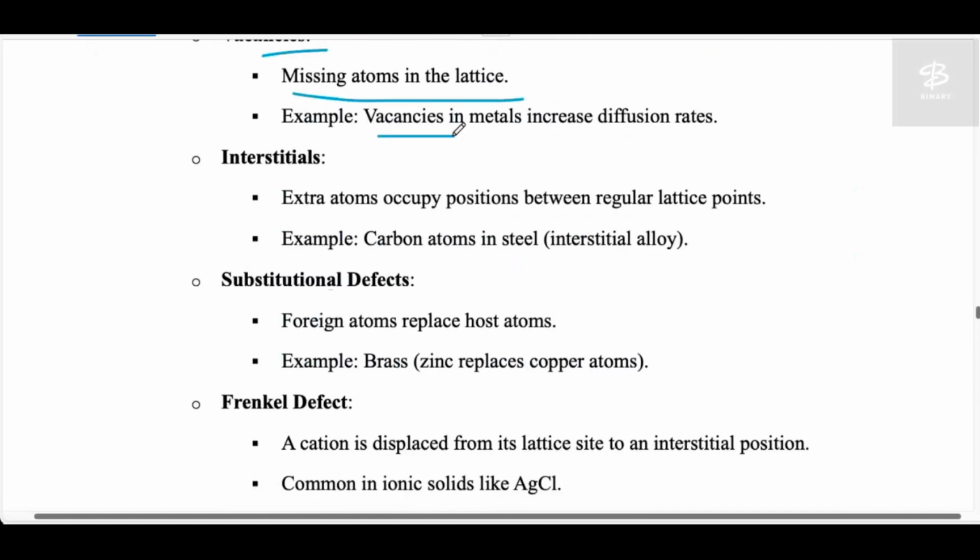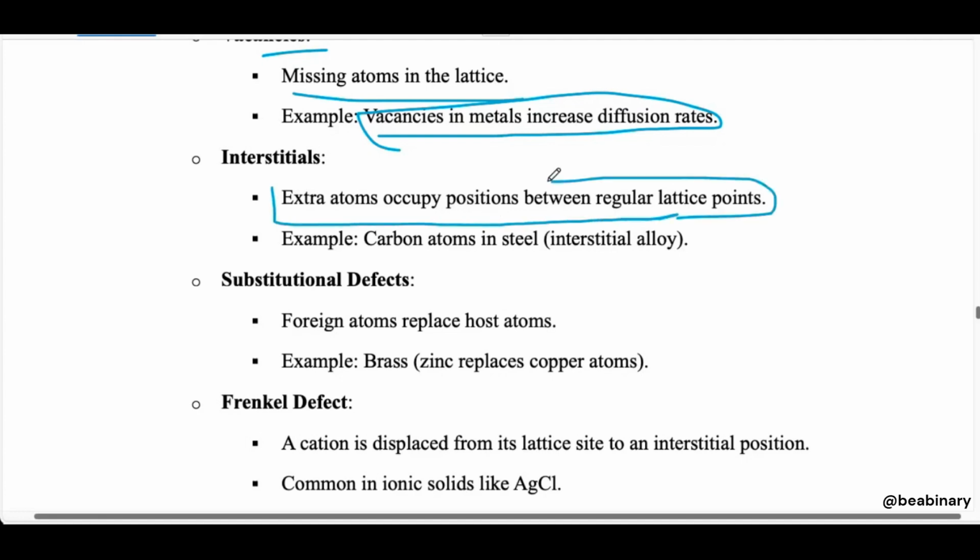As you can see, vacancy in the metal increases the diffusion rates. Okay, diffusion rates will increase. Why? Because there is a space in which the molecules can diffuse very easily. If we talk about the interstitial, the extra atoms occupy the position between the regular lattice points. I mean, whatever their main position, they are perfectly arranged, but some foreign elements come out and sit in the space which is not occupied by their molecules or atoms.